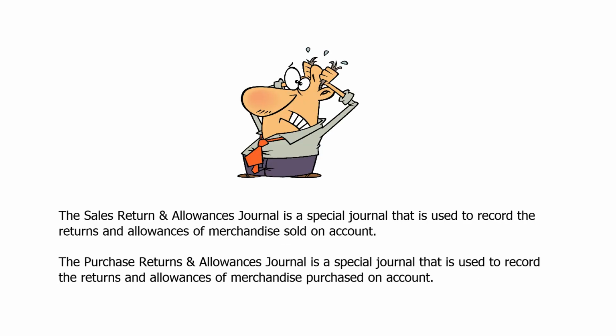The Sales Returns and Allowances Journal is a special journal that is used to record the returns and allowances of merchandise sold on account. The Purchase Returns and Allowances Journal is a special journal that is used to record the returns and allowances of merchandise purchased on account.